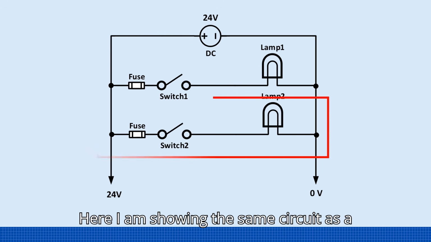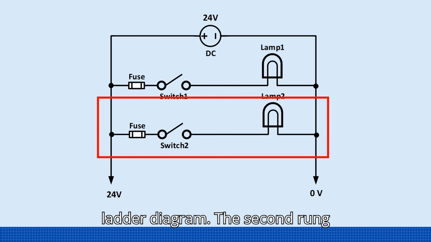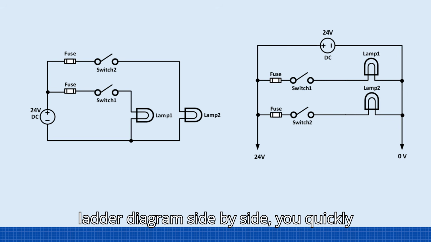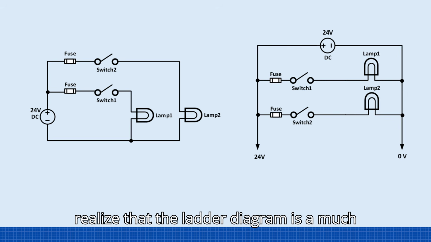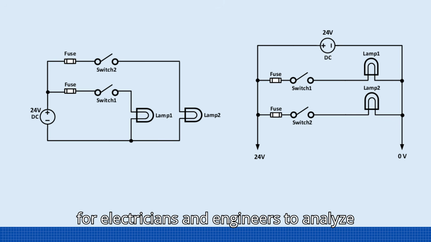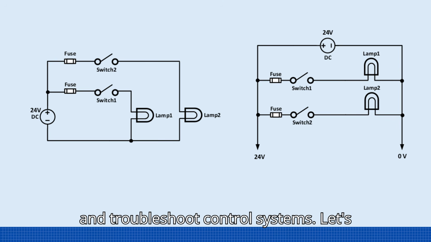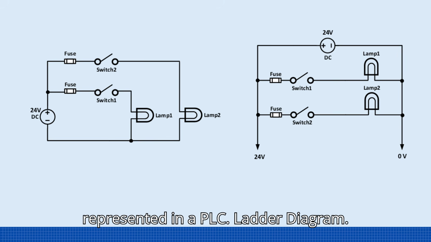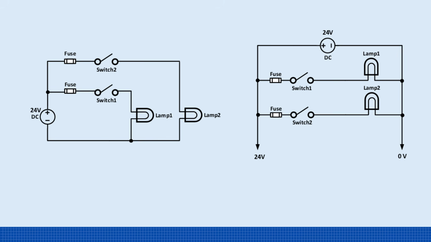Here I am showing the same circuit as a ladder diagram. The second rung represents the lamp 2 circuit. Looking at the original circuit and the ladder diagram side by side, you quickly realize that the ladder diagram is a much cleaner and simpler way to view an electrical circuit. It makes it easier for electricians and engineers to analyze and troubleshoot control systems. Let's see how the same circuit looks when represented in a PLC ladder diagram.